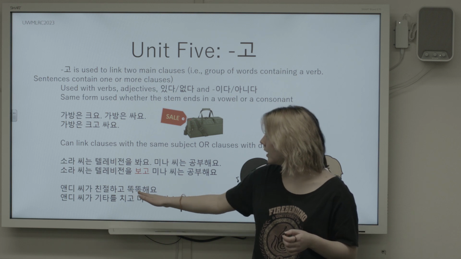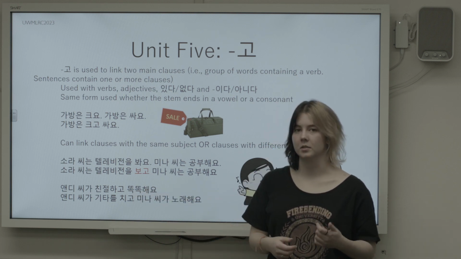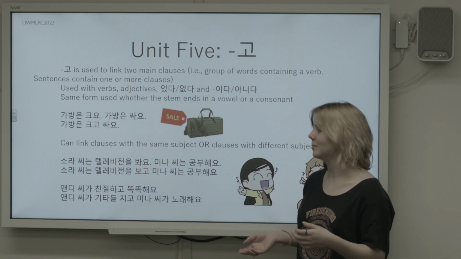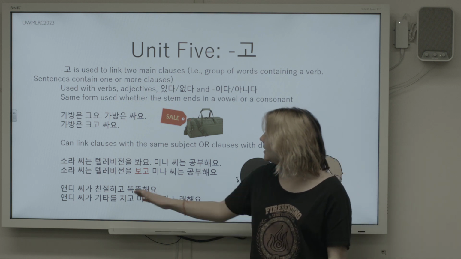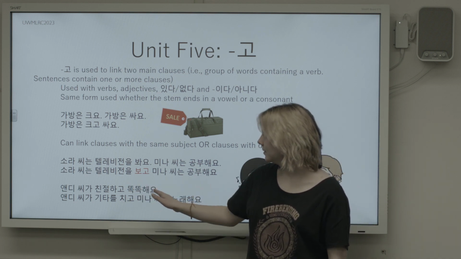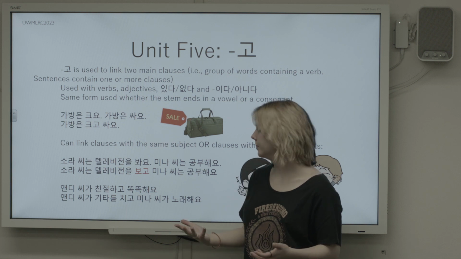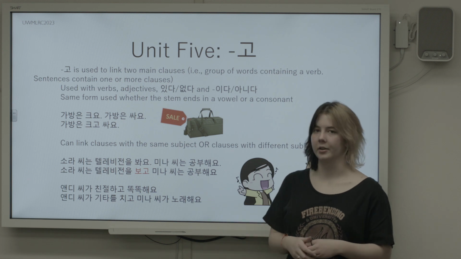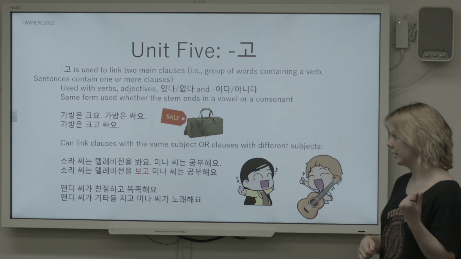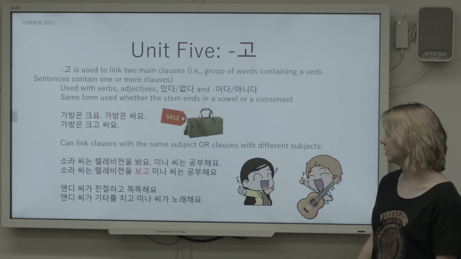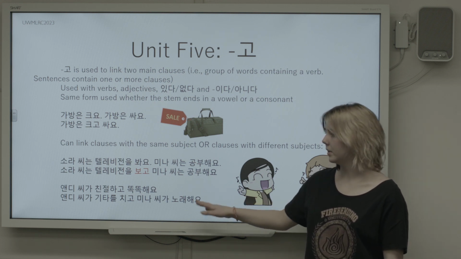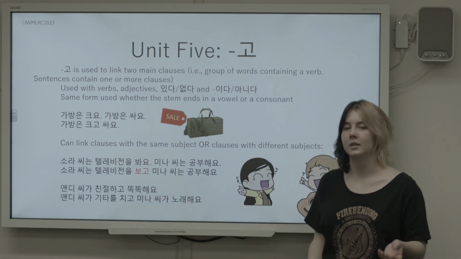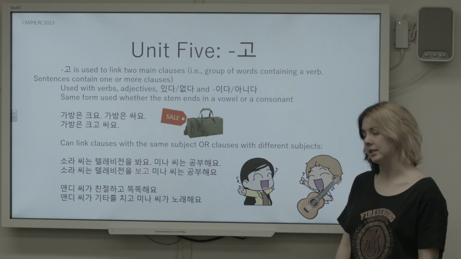앤디 씨가 친절하고 똑똑해요. 똑똑하다 is to be smart, which maybe it's not true, but maybe you're being nice. Andy is kind and smart. This has the same subject, which is Andy 씨. 앤디 씨는 기타를 치고 미나 씨가 노래해요. 기타를 치다 is to play the guitar. 노래하다 is to sing. So this is two different subjects. One is Andy, one is Mina, but you still can connect this sentence with -고. So Andy plays guitar and Mina sings.